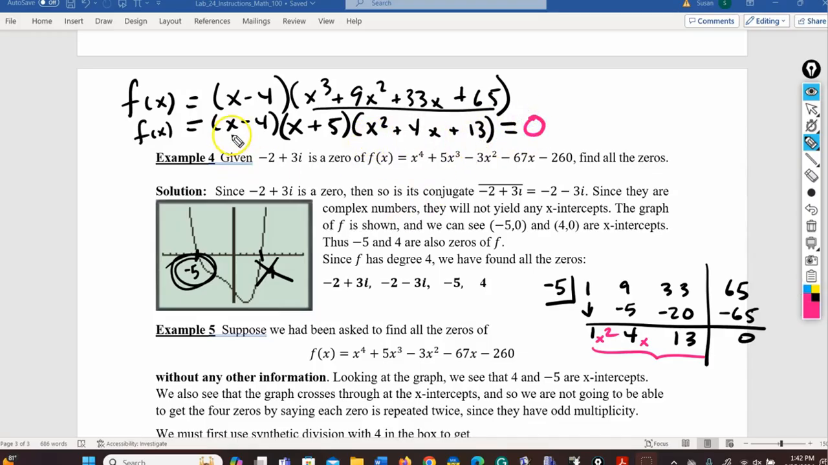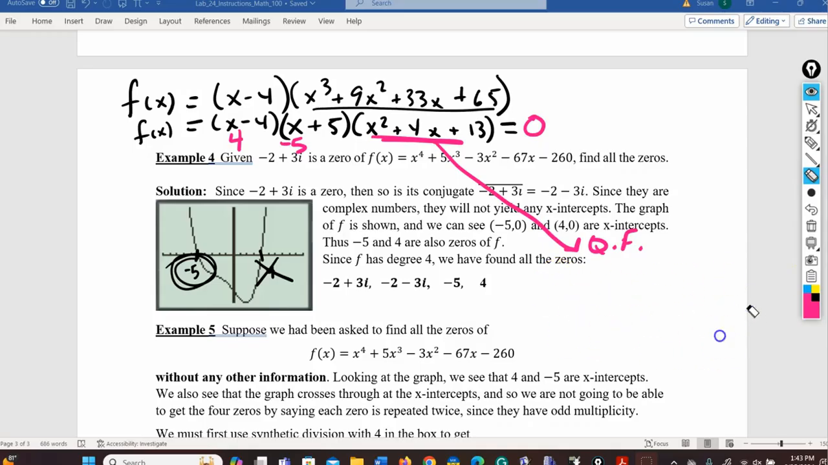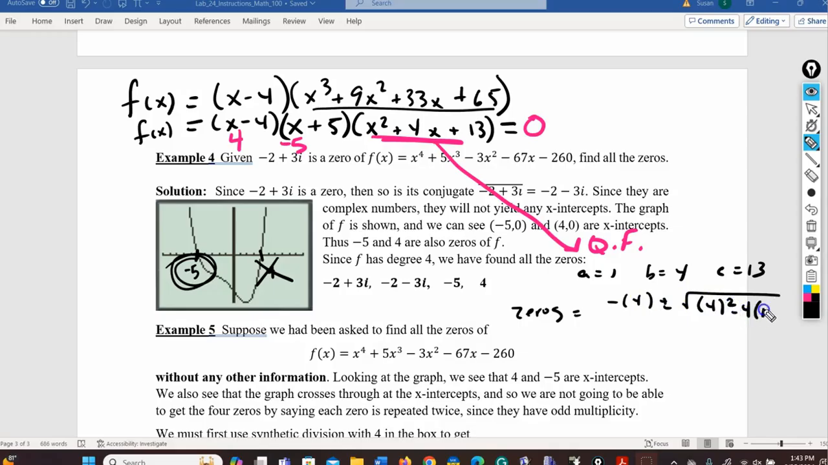I want to find the zeros. Of course, we have 4 and -5 are zeros. What are the zeros of that? Use the quadratic formula. So I'm going to use the quadratic formula, and a is equal to 1, b is equal to 4, and c is equal to 13. So my remaining zeros are going to be -b plus or minus the square root of b squared minus 4 times a times c, all over 2 times a.